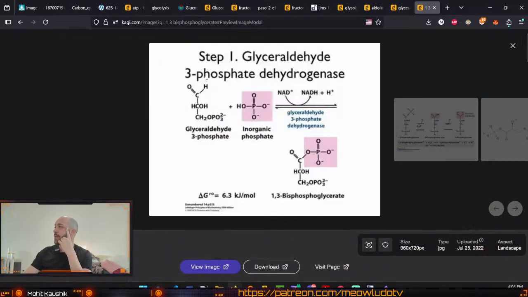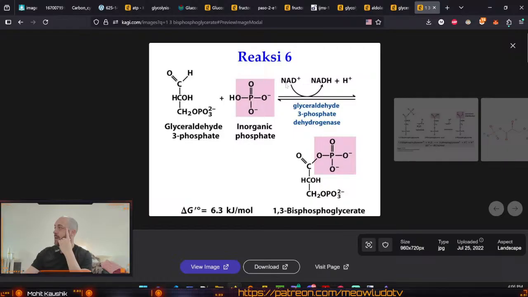Glyceraldehyde 3-phosphate dehydrogenase. It's going to take, okay, so we added these together and then we end up with this. This doesn't actually show us what the molecule looks like. Oh, that's it. Sorry. This isn't the right one.